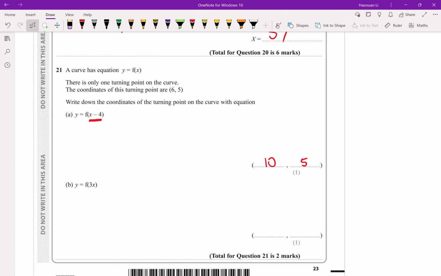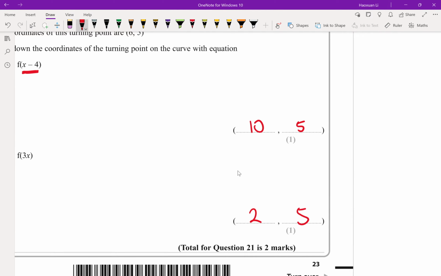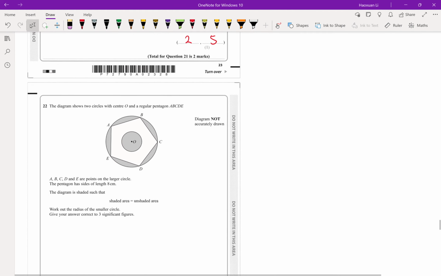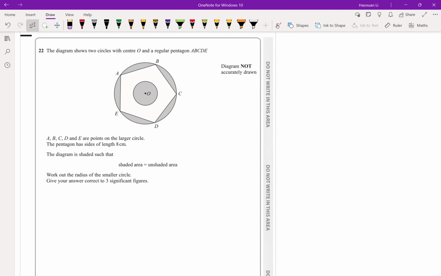Y equals f(3x). So you also do the inverse. You just divide the x value by 3. So that will be (2, 5). Question 22. Now this needs the active use of the sine rule and the area of triangles.